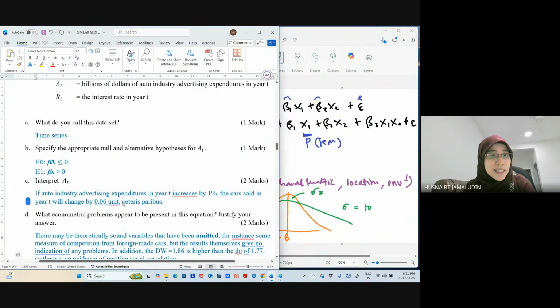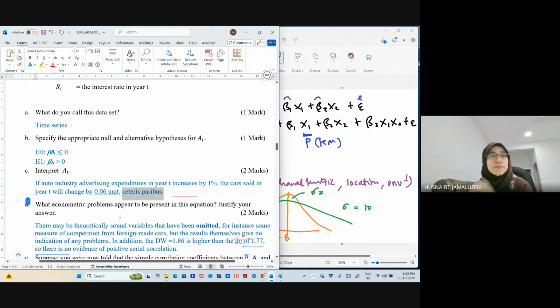If you miss ceteris paribus, instead of getting full mark 2, you will get only 1 mark. Okay, because you don't call the other variables constant. So when the advertisement increases, the rest will also change. Okay, that's why you have to take note of the other variables.